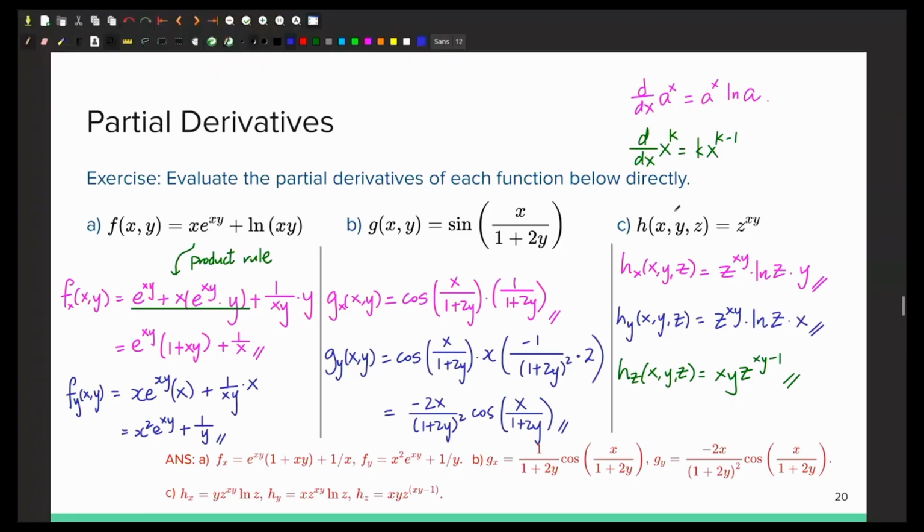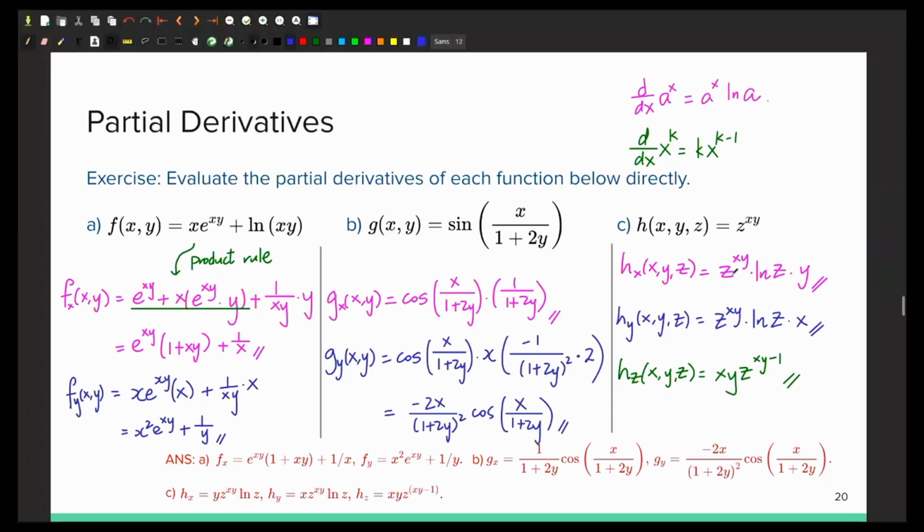Part C: z to the power xy. Because you have x, y, z as your independent variables, you can do three partial derivatives: with respect to x, with respect to y, with respect to z. How to differentiate this with respect to x? That means z and y are constants. So this is like a to the power of kx. Differentiating a to the power of x gives a to the power of x ln a. This comes from your topic 2 or topic 3 for single variable functions. The same thing.